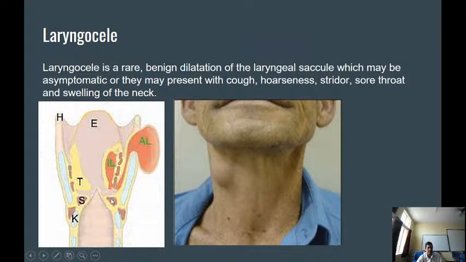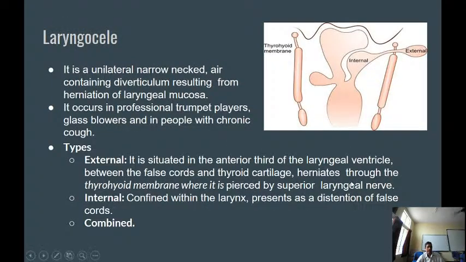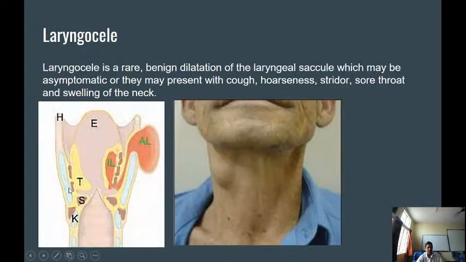And so just above the vocal cords you have the false vocal cords. Now, usually these are present in people who professionally play the trumpet, glass blowers, and people with chronic cough. During violent cough, there is some kind of pressure that is exerted, and the mucosa slowly extends into this small space which is called the ventricle.